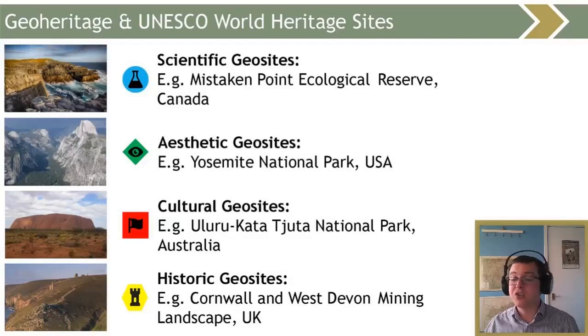We also have geological sites that are important for cultural reasons. A classic example of that is Uluru in Australia, which holds particular significance for certain groups of people. And that too can be really important and is an important part of geoheritage. And then lastly, we have historic geosites. A classic example of that is the historic mining landscapes, the buildings and the infrastructure that were put in place for the mining of metals in the southwest of England, and they too have been recognised by UNESCO. So there's a number of different reasons why we might recognise geological heritage, why we might classify it, and then why we might give it a special designation, such as a UNESCO World Heritage Site.